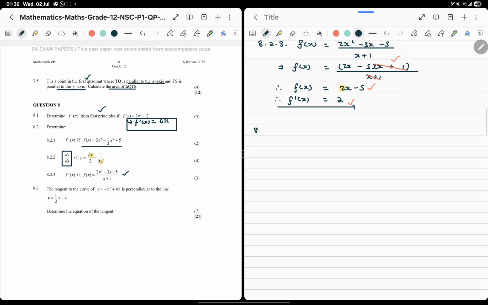Alright, so let's do 8.3. Now 8.3 says the tangent to the curve y equals minus x squared plus 4x. This is a parabola that passes through the origin as the y and x-intercept. But now if we factorize here, we will get x as 4. So this is a parabola like this.